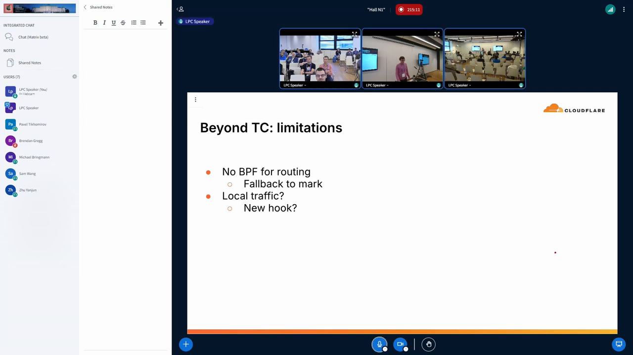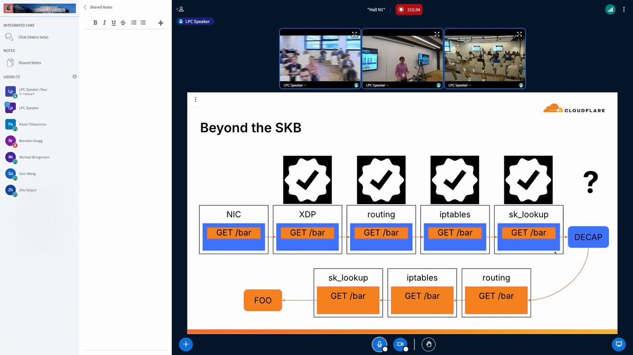Now, there are some limitations to this. Right now, of course, there's no BPF support for routing, so I can't attach a BPF program to decide if I want to route a packet or not. But that's a small use case, and we could probably keep using the mark for that. Then there are also some corner cases around local traffic, making sure that SKBs are allocated with that headroom and that we have a hook earlier on, since some metadata could affect the routing of local packets. But we've kind of had answers to most of these. So we can have metadata in XDP, routing through the mark, iptables and SK lookup.